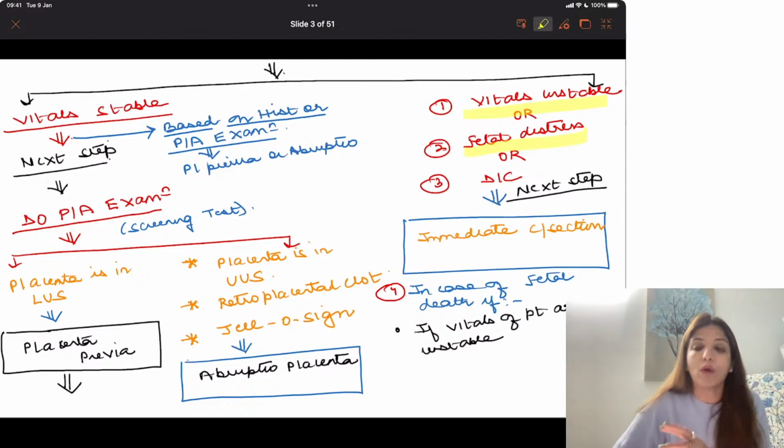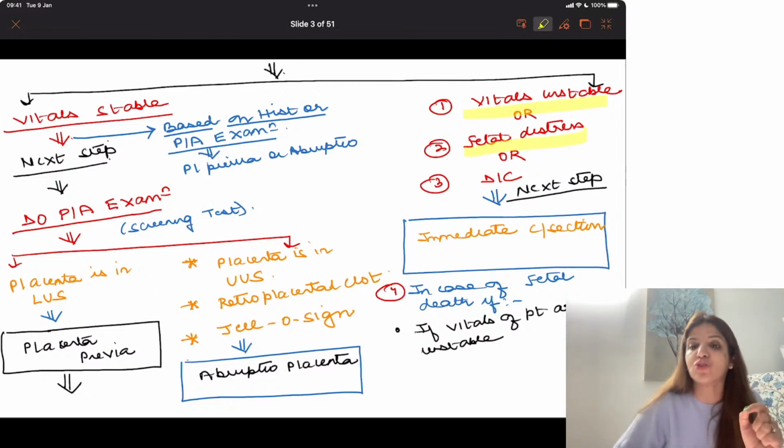So if they give you any of these findings, number 1, sinusoidal heart rate pattern, number 2, absent beat to beat variability with bradycardia, number 3, absent beat to beat variability with persistent variable decelerations, or absent beat to beat variability with late decelerations, that automatically means they are talking about fetal distress.